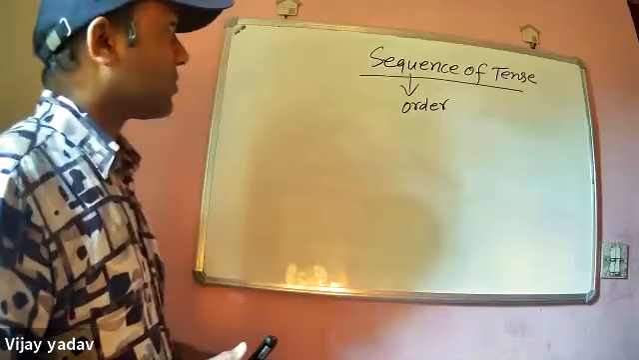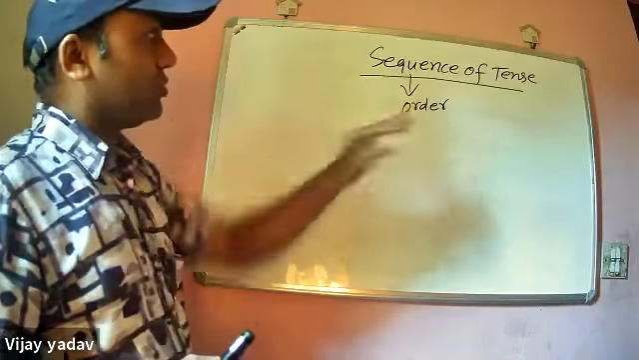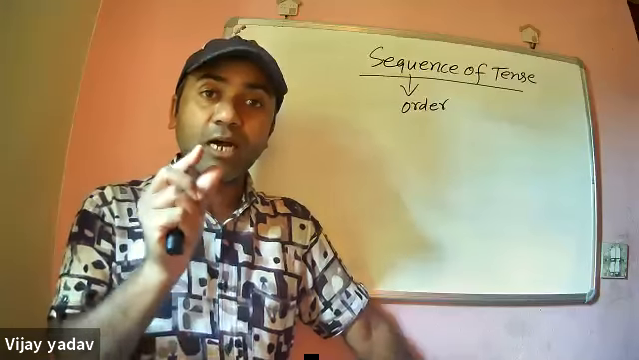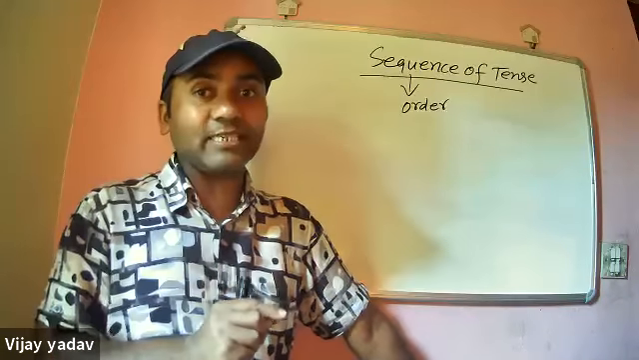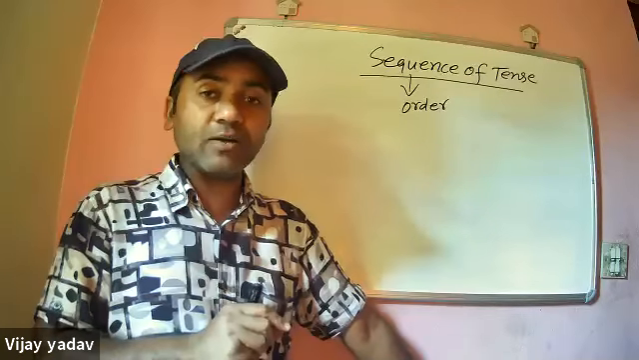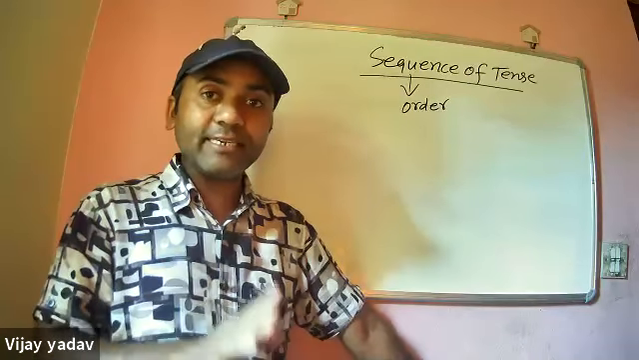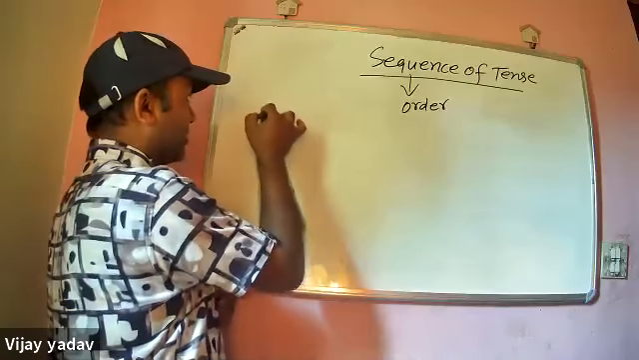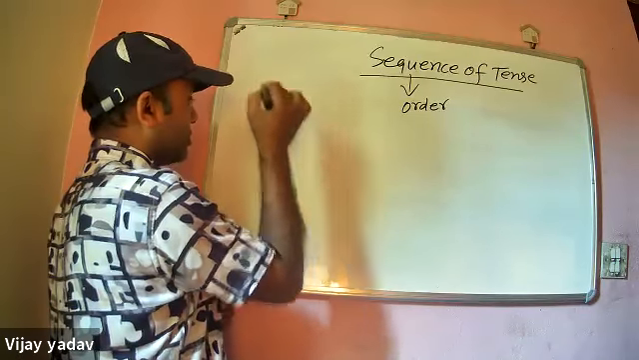So I have just told you there are two clauses. First, you try to know what a clause is. A clause is a part of a sentence which has a subject and verb. So here, let me write one question. Then we will begin the rules.